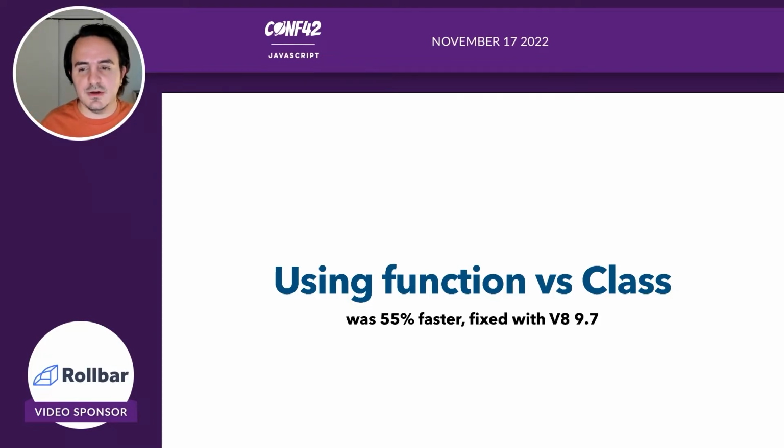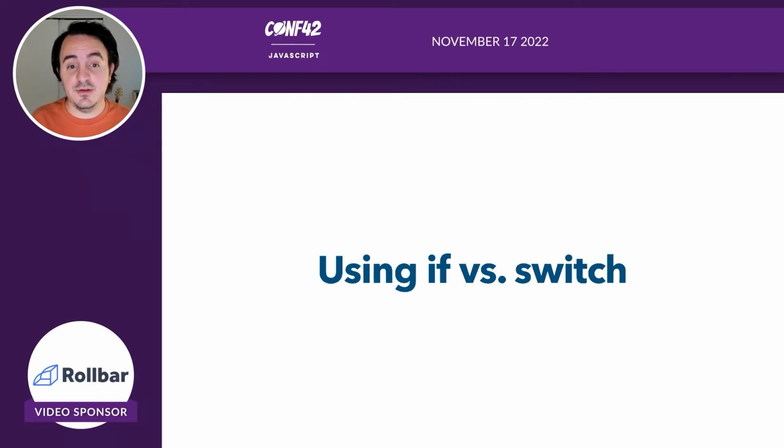Using a function versus a class: up until Node 18, up until V8 9.5 or 9.7, if you created a class with private variables on top of it, it was actually 55% slower. And just by converting a class to a function with function prototype keywords, it makes your code 55% faster. So this is one of the first optimizations that I did.